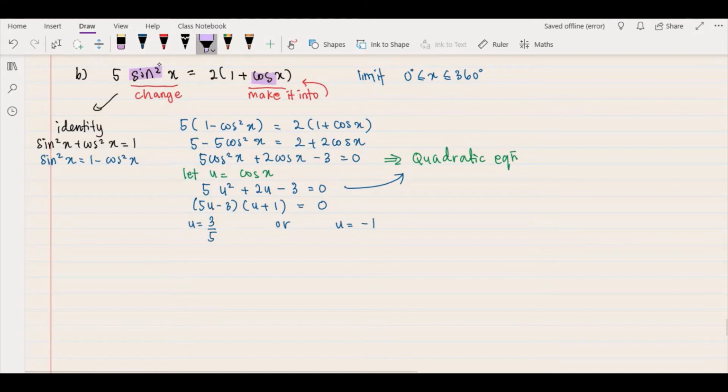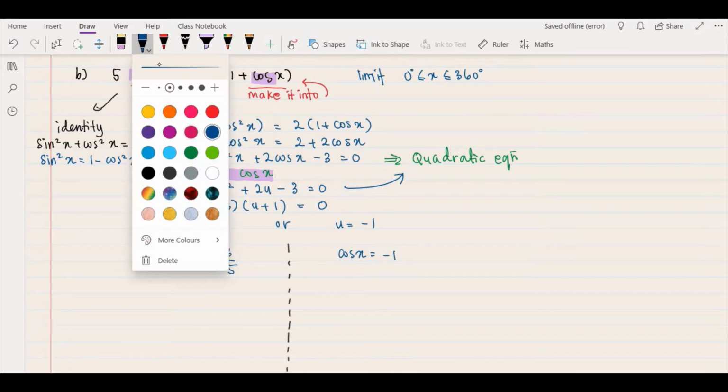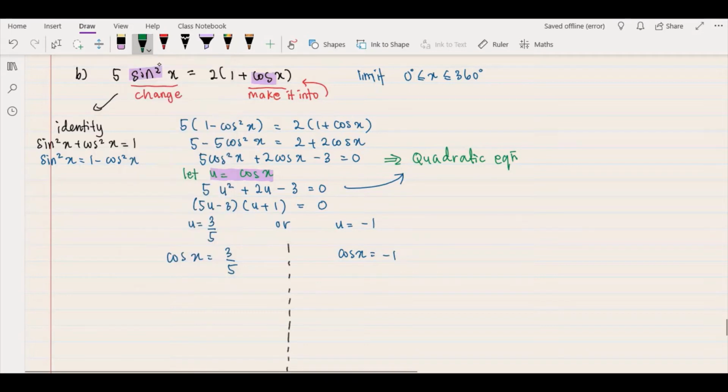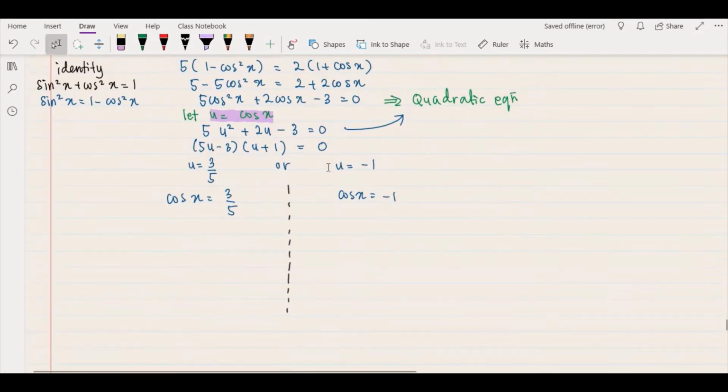So do recall, what is our u? We have u is equal to cos x. Just resubstitute everything back and you'll have cos x is 3 over 5, or cos x is equal to negative 1. So here again, we are going to have two different parts of solution. For the first part, we just need to take note of our limit. We don't have to rewrite it there. You can also write it, but I won't, so that I can save some space.